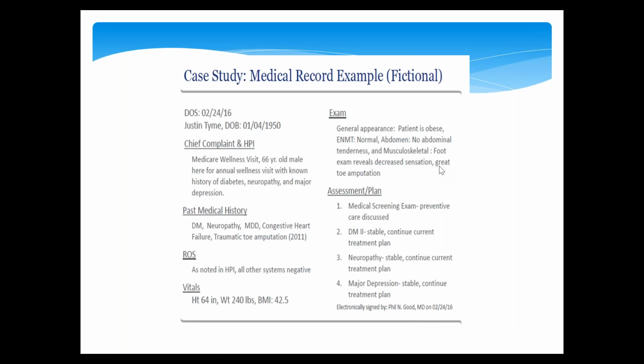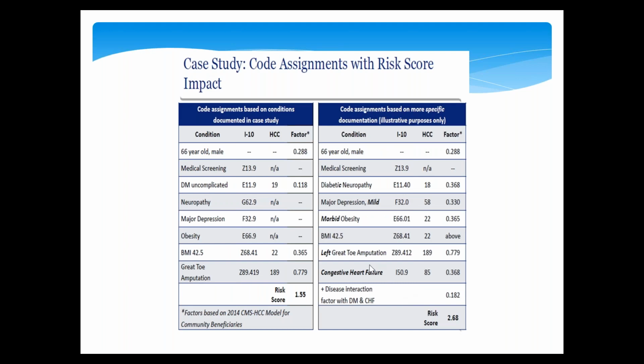A little bit of a case study here. You can kind of read this, a wellness visit, which is a great place to document all these things. You document the history of diabetes, neuropathy, and major depression, and then you look at the medical history of diabetes, neuropathy, congestive heart failure, toe amputation. You see a BMI of 42.5 here, decreased sensation, so you got some peripheral neuropathy. So basically their assessment was medical screening, preventive care discussed, diabetes stable, continue current treatment plan, neuropathy stable, continue current treatment plan, major depression stable, current treatment plan.